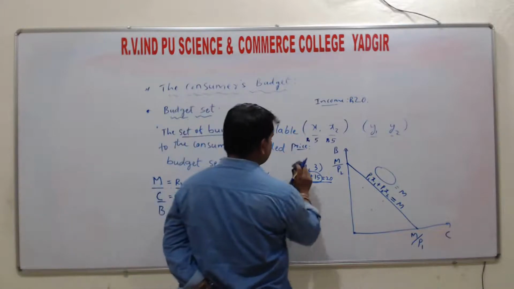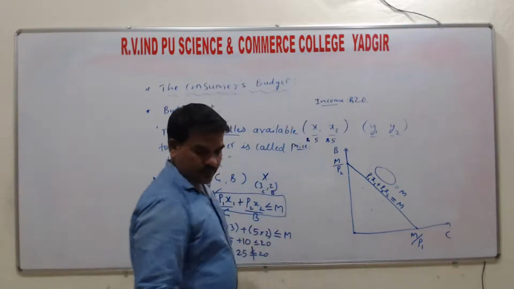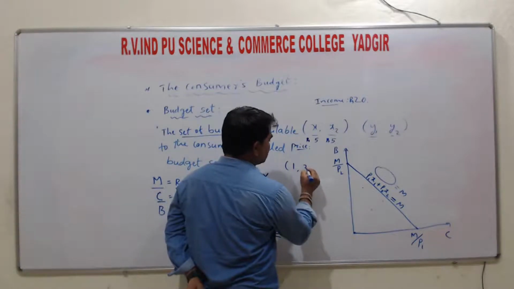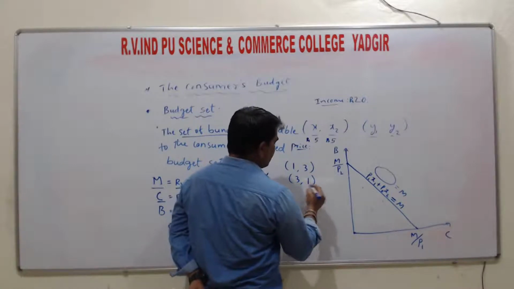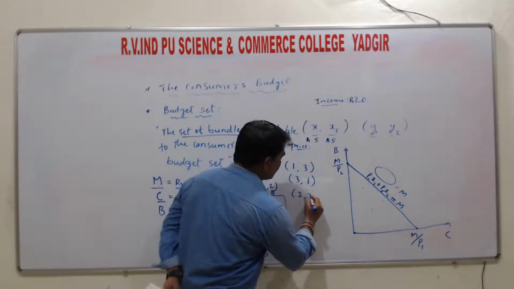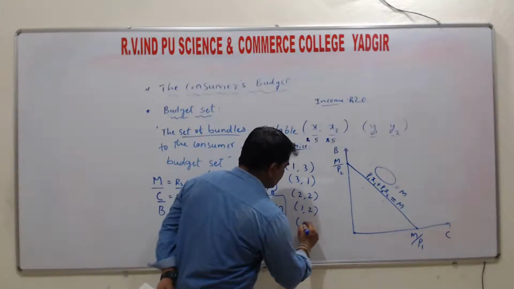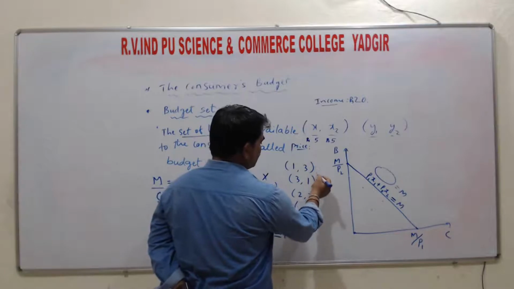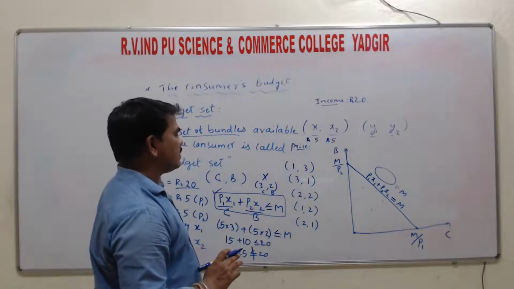For that we need bundles, right? So I will take a few bundles here. The first bundle is 1 chocolate, 3 biscuits, and the second bundle is 3 chocolates, 1 biscuit, and other bundles: 2 chocolates, 2 biscuits; 1 chocolate, 2 biscuits; 2 chocolates, 1 biscuit, or like that. We have how much? 1, 2, 3, 4, 5. 5 bundles we will take and we will check whether we will get a straight line or not.